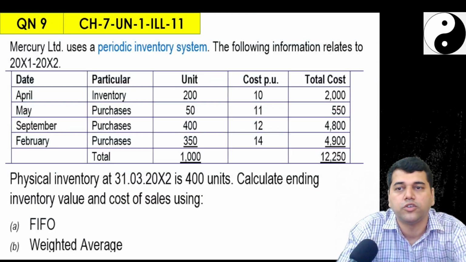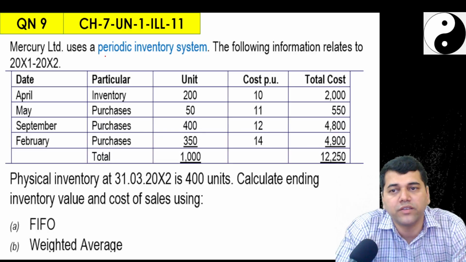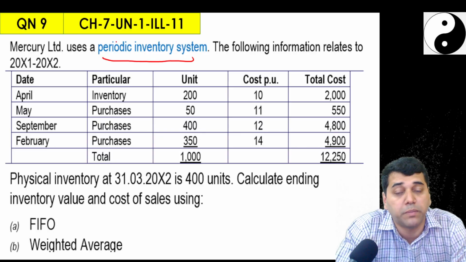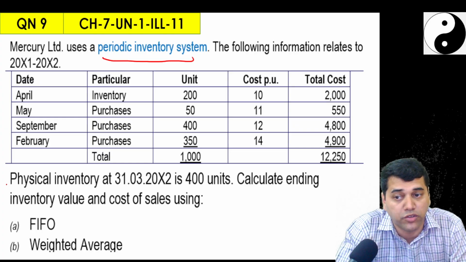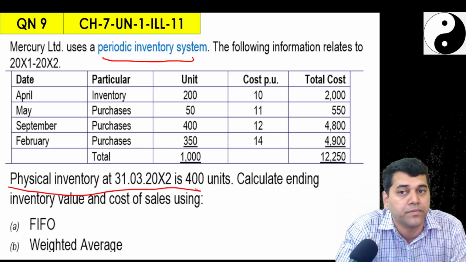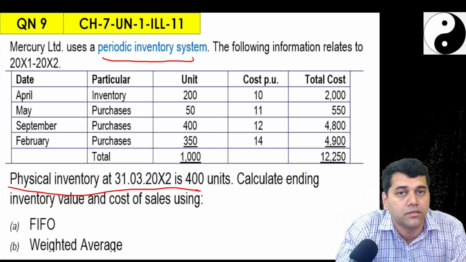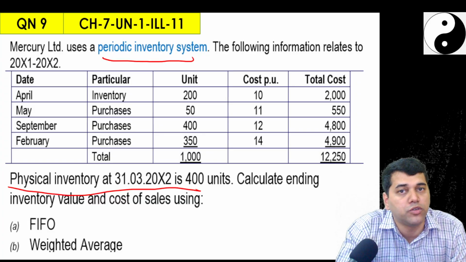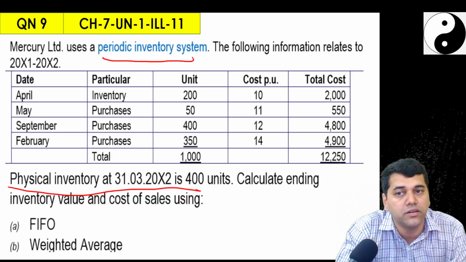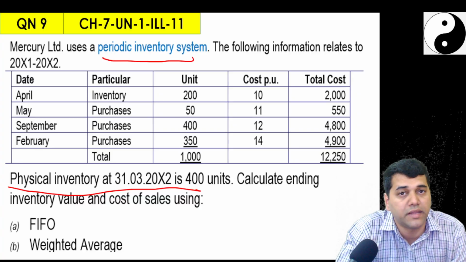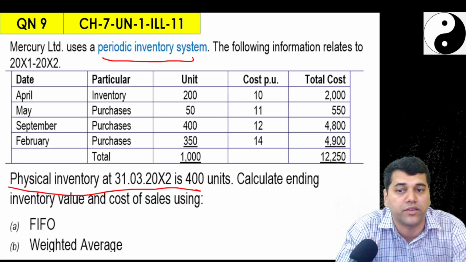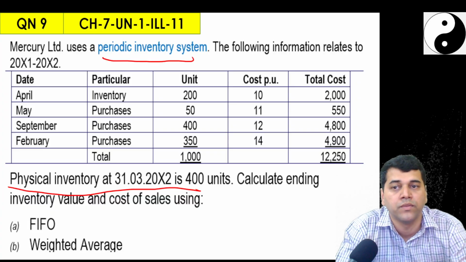Yes. So take out next question. Mercury uses a periodic inventory system. See, it's not perpetual, it's periodic. So inventory count is going to happen at one point in time. And I told you in perpetual inventory, COGS is the balancing figure. Closing stock is the balancing figure. Here maybe the COGS is the balancing figure. We calculate the value of the inventory first.